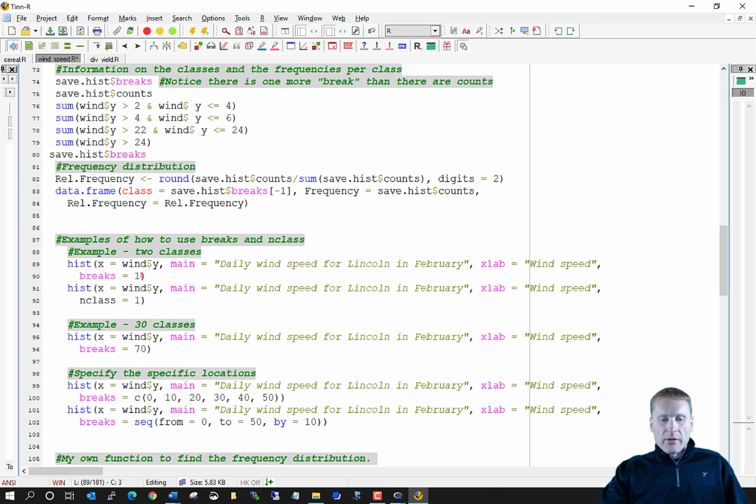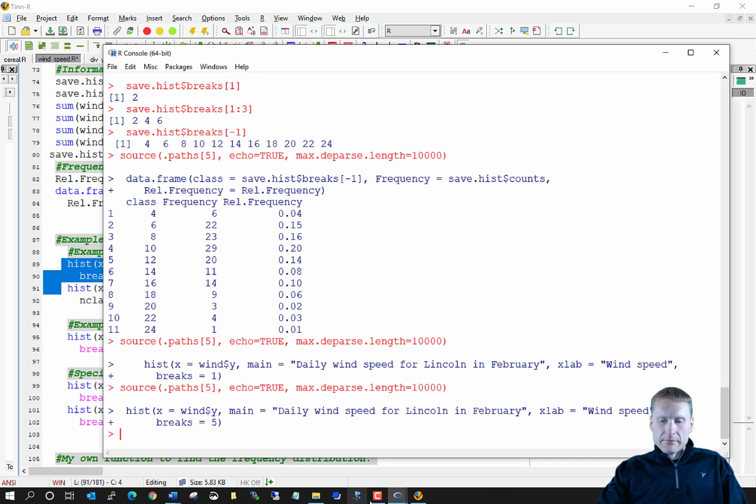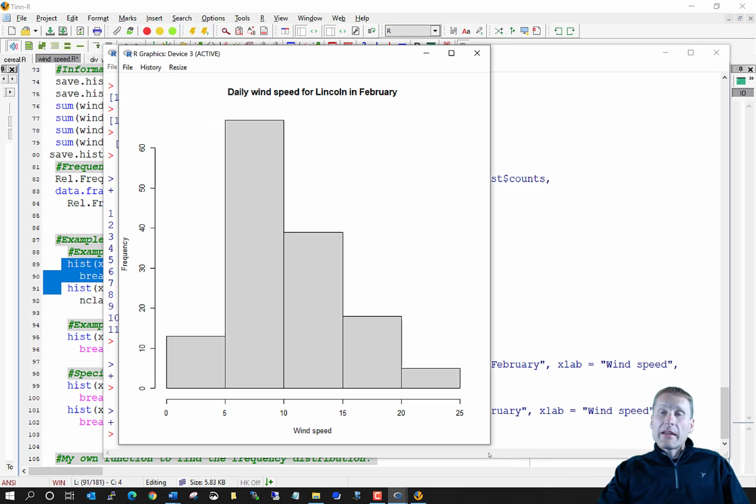I could also do, let's say, 5 breaks to see what that looks like. And now I'm getting to basically a better looking histogram than what I had previously. R ended up choosing a little bit more breaks in the end. But this helps me get a general understanding of the shape of the distribution of all these wind speeds.